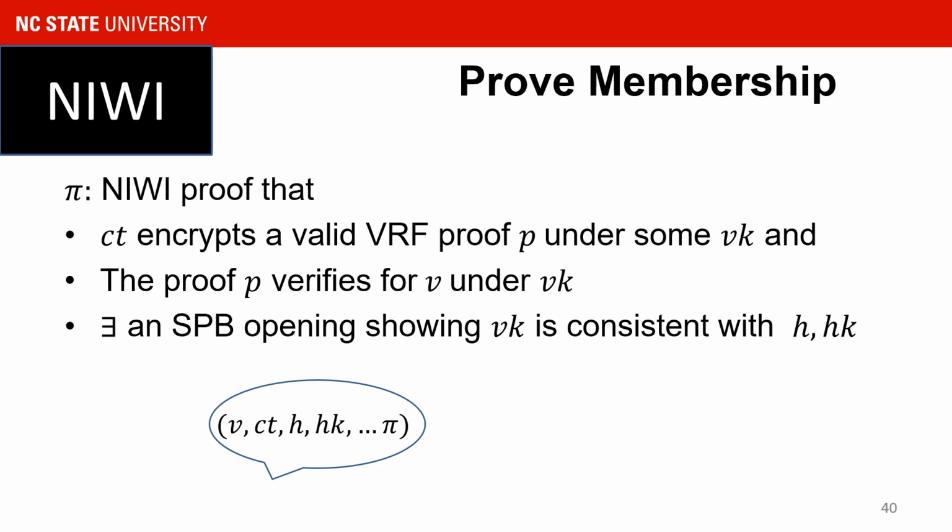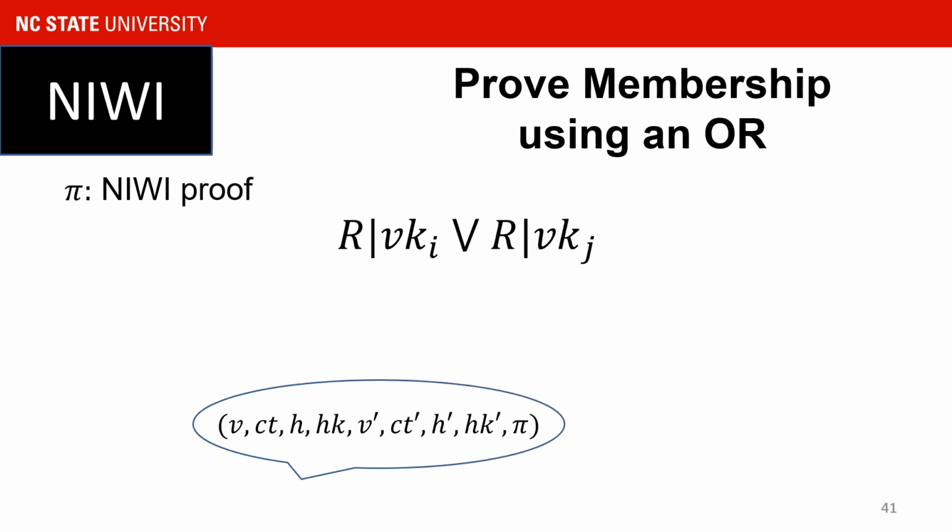So the proof is hidden, and there is a way to open that SPB, somewhere perfectly binding hashing, showing that VK is consistent with the hashes from the somewhere perfectly binding hashing. And so with the elements of V, the ciphertext CT, and then the hashes, the hash information H and the hashing key HK, then with all of that, you can basically prove that you know one of the secret keys in the ring. Now, what the NIWI actually does is show that all the values are consistent with a signer I or a signer J.